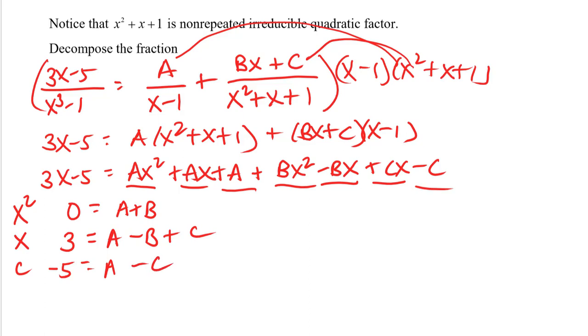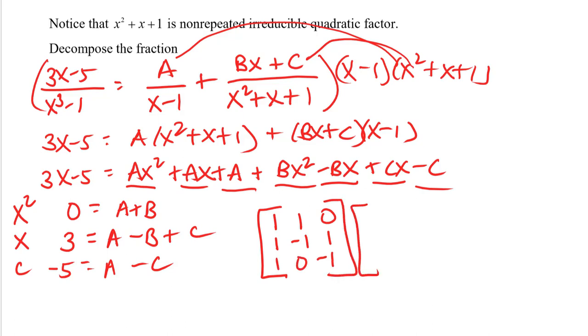Now this is a more complicated equation in 3 variables, and so it's totally okay to write this as a matrix equation and use your calculator to solve. You should still show how you put it as your matrix equation. So my matrix equation is going to look like this: the rows 1, 1, 0; 1, negative 1, 1; and 1, 0, negative 1, times a, b, c has to equal 0, 3, and negative 5.